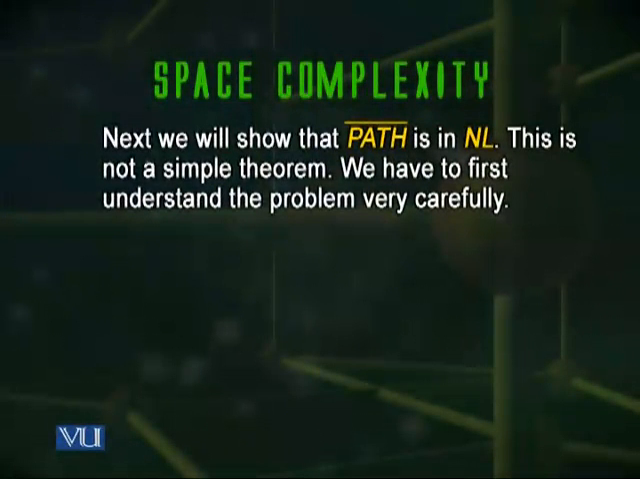Next, our task will be to show that the complement of path is in the class NL. This is not going to be a simple theorem. We have to first understand this problem very carefully. So now what we want to do is show that NL is equal to co-NL. And as we have discussed before, it suffices to show that path complement is in the class NL, because that shows that path is in co-NL. And by our previous arguments, that shows that NL must be equal to co-NL.